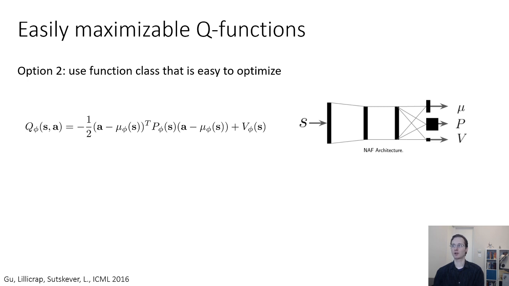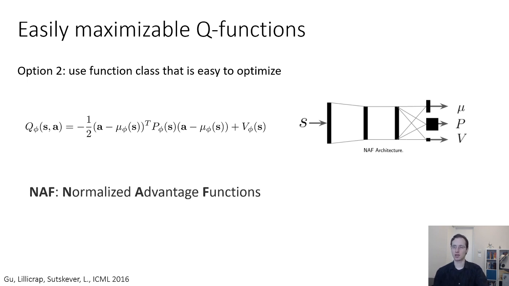is to have a neural network that outputs three quantities: a scalar valued bias, a vector value, and a matrix value. And the vector and matrix together define a quadratic function in the action. So this function is completely nonlinear in the state. It can represent any function of the state, but for a given state, the shape of the Q value in terms of the action is always quadratic.